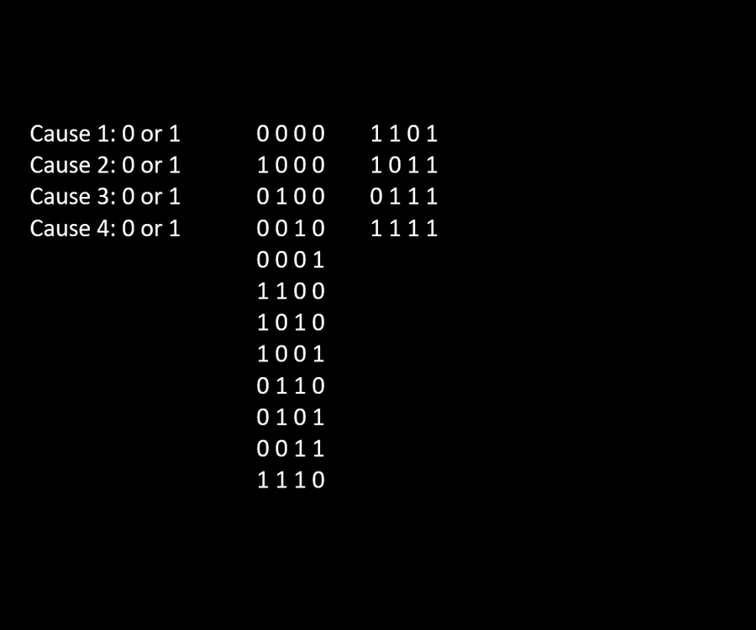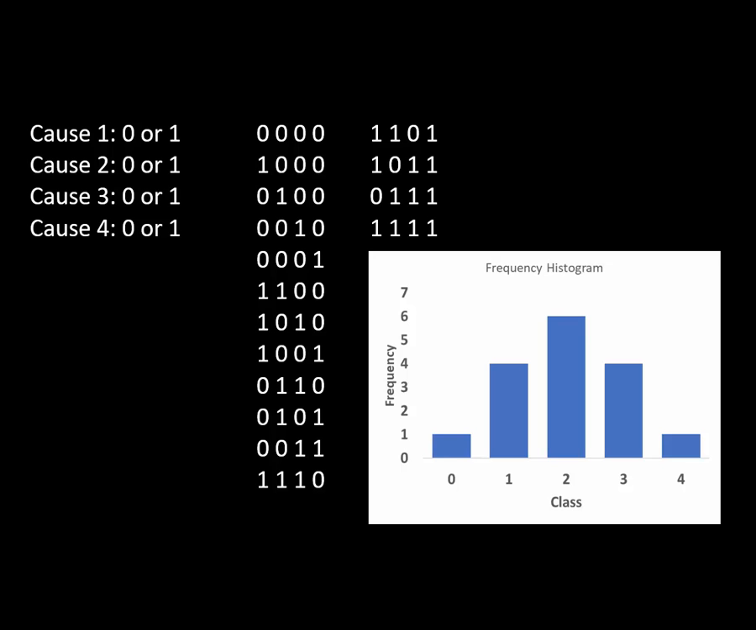If we list out every possible combination of these 4 causes, there are 16 possible outcomes. And of course, that's ugly to look at. We don't want to look at that. So we want to draw a picture, maybe, of the frequency histogram. And of course, that looks like this. And what you can see here, if we look at the frequency histogram of all the outcomes, is something that shares a lot of the traits of the normal distribution.